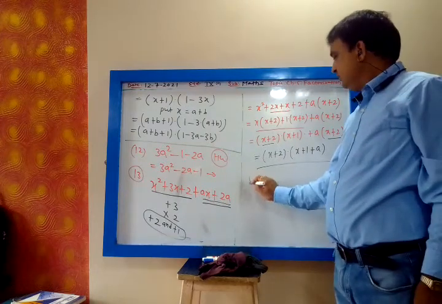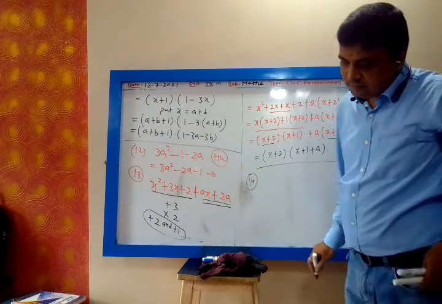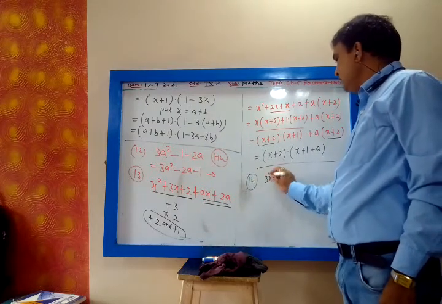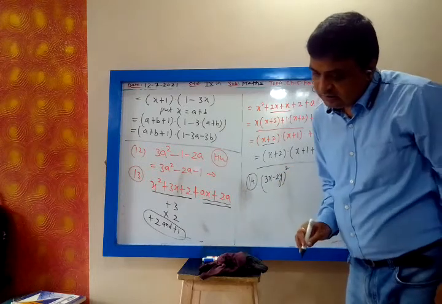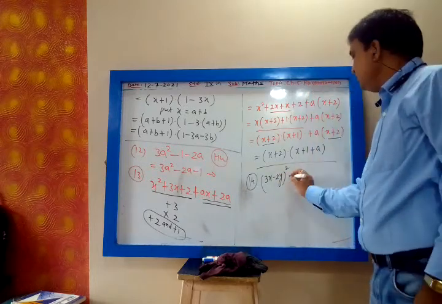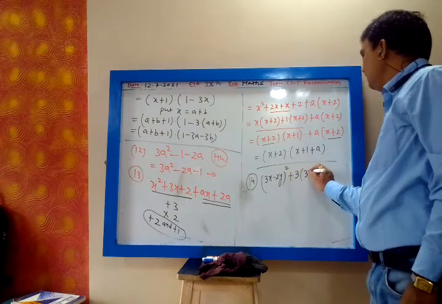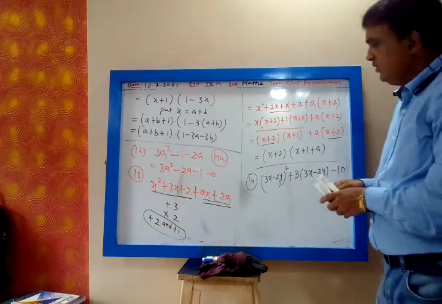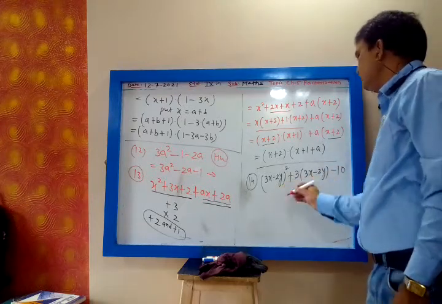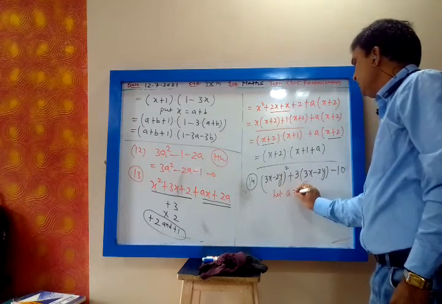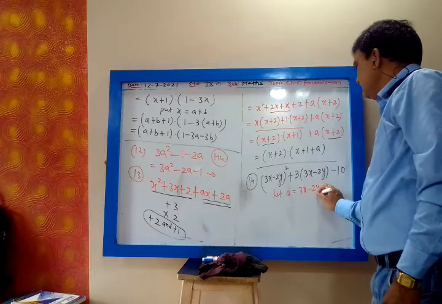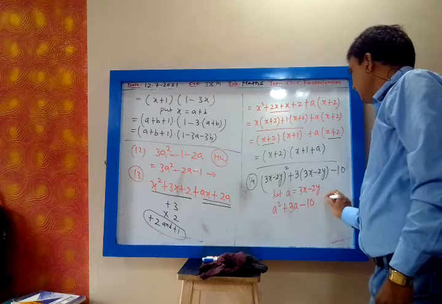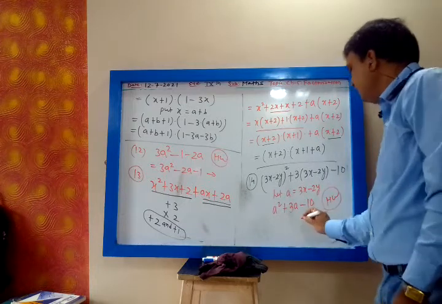Then 14th. 3x minus 2y whole square plus 3 into 3x minus 2y minus 10. Yes. How will you do? Same thing. So let a is equal to 3x minus 2y. So this becomes a square plus 3a minus 10. The further part is homework.